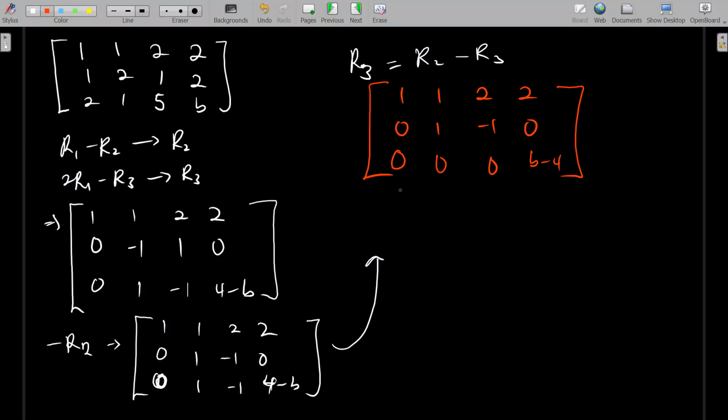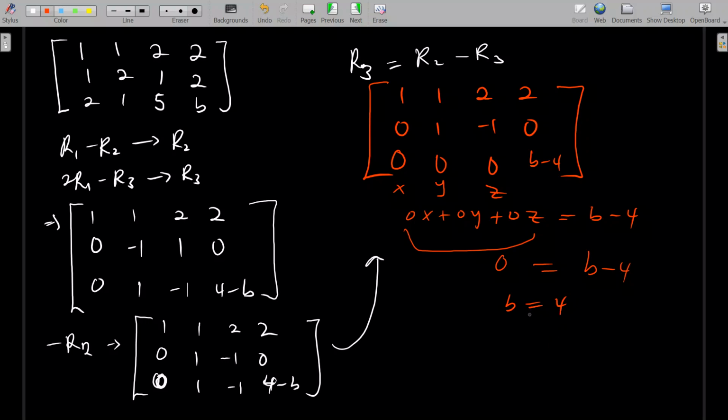So if I have b minus 4 there, then for this system to be consistent, with x, y, z here, it means that 0x plus 0y plus 0z should give me b minus 4. For it to be consistent, everything I get here will be 0, so b minus 4 should also be 0. Therefore, b is equal to 4. And in that case, if b is 4, the system is consistent and has infinitely many solutions.